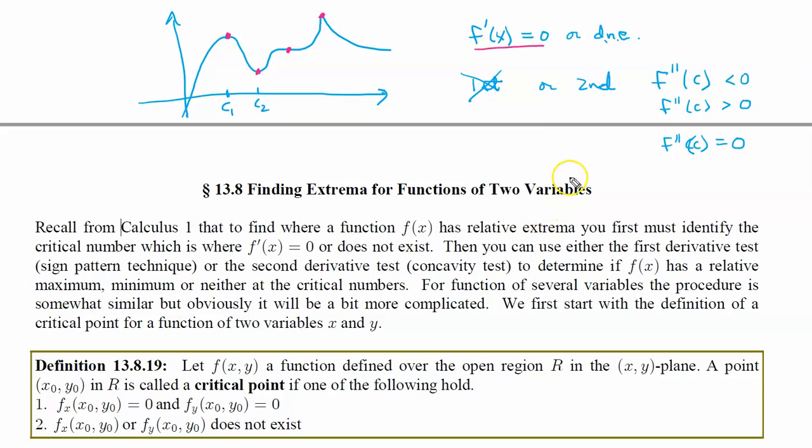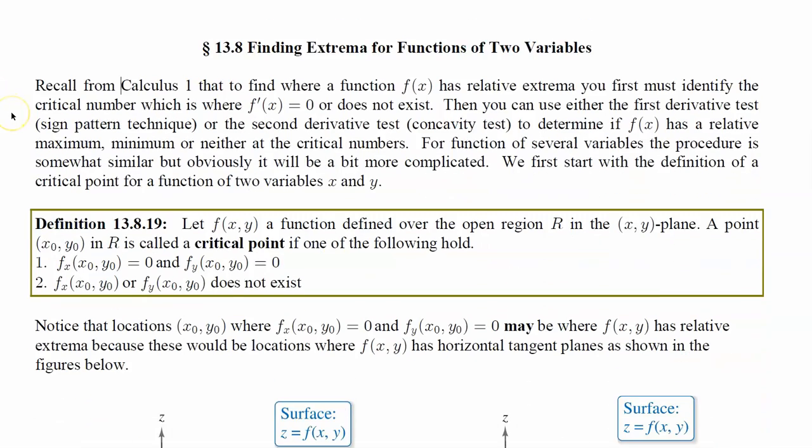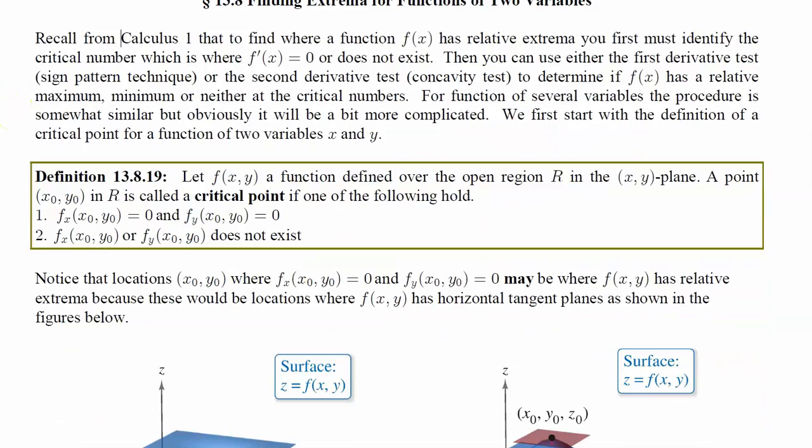Once again, the first thing we're going to have to do is identify critical numbers. The critical numbers for a function of two or more variables are going to be a little different, but pretty similar. We're going to be looking for where our first partials are equal to 0 or do not exist. So that's our definition that we have down here to start with. Here's our first definition for a critical point for a function of two or more variables.